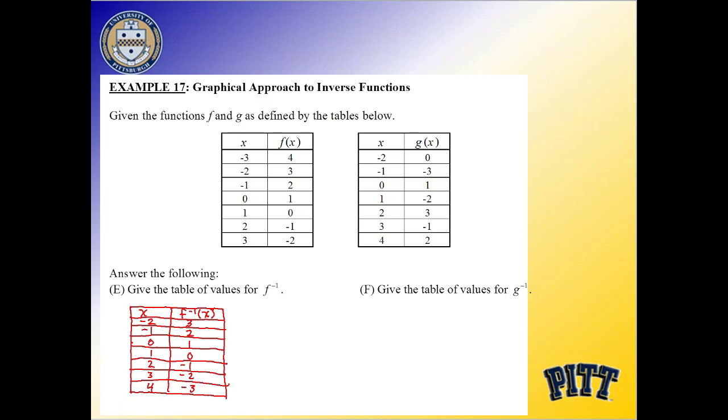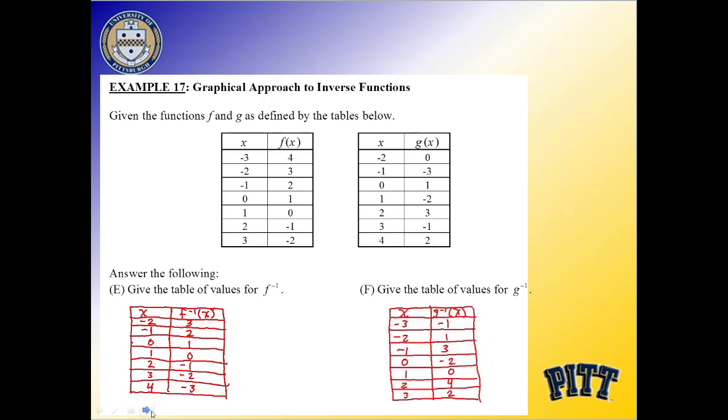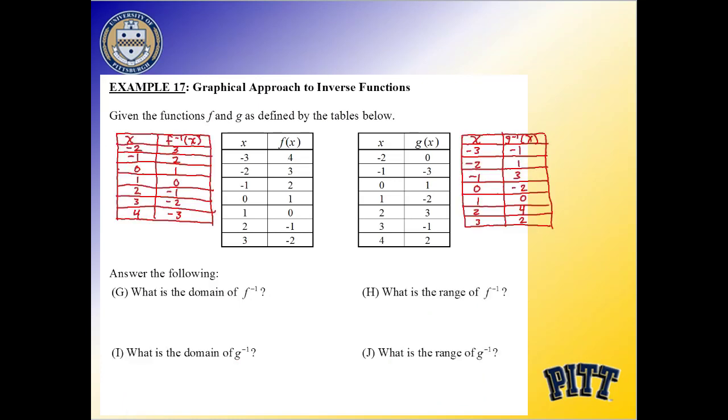So I'm just switching my x's and y's and making sure to put my x's all in order, and the new y is associated with the old y, which is what x was. And g -1, same kind of thing. Switching my x's and y's, making sure that I also list my new x's in the right order. That's what I would get. I'm going to look at these in a moment. I'm going to leave these here because I'm going to do some comparisons that let me know that f of x and g of x are in fact not inverses of each other. But now I have enough information to say, okay, what's the domain of f -1?